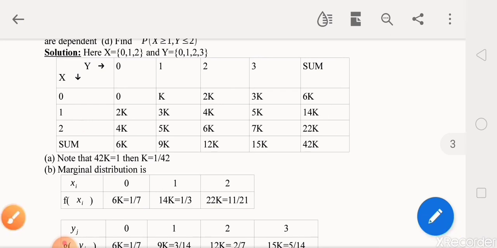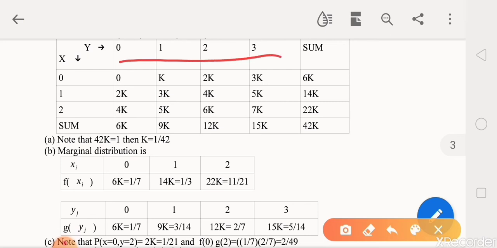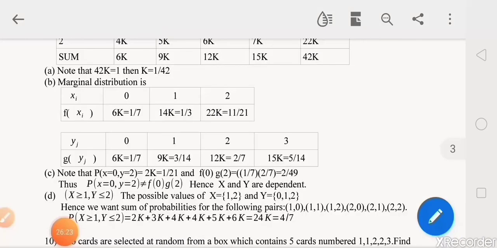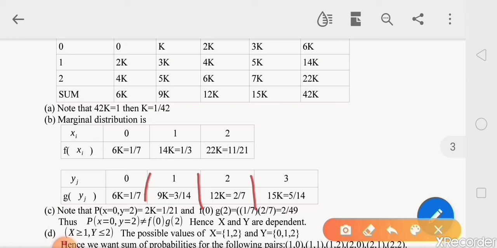In the same way, write the joint probability of y. 0, 1, 2, 3 and here you have g values. When y equal to 0, we have g as 1 by 7. When y equal to 1, g is 3 by 14. When y equal to 2, g is 2 by 7 and when y equal to 3, g is 5 by 14.